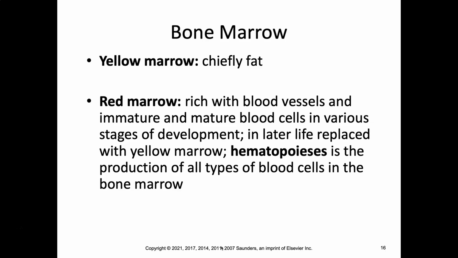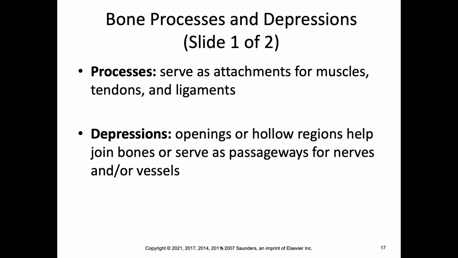Hematopoiesis is the production of all types of blood cells that happens in this red bone marrow. So we've talked about erythropoiesis before. That's red blood cells. This specifically is talking about hematopoiesis, which is all types of blood cells being produced in this red bone marrow.